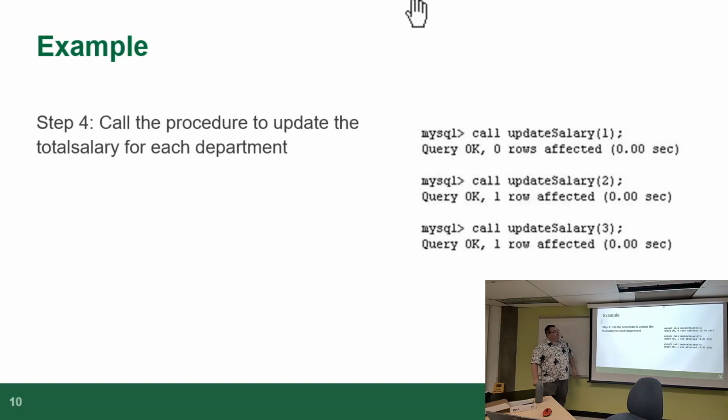So then in theory, we could go call update salary 1. Notice it's not a select statement, it's call. Procedures are called. They're not part of a select statement, which is why you can't use them in a join because they're called. So 1, 2, 3. Cool beans, we just updated all three departments.